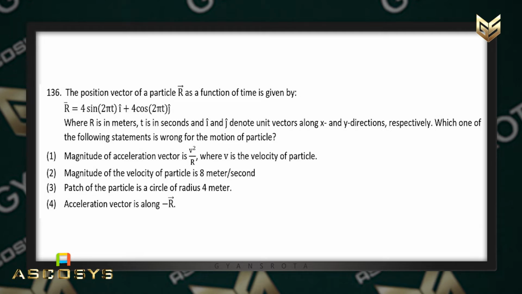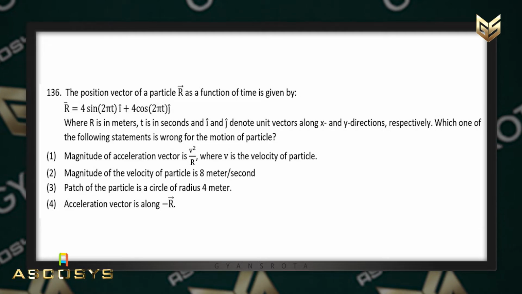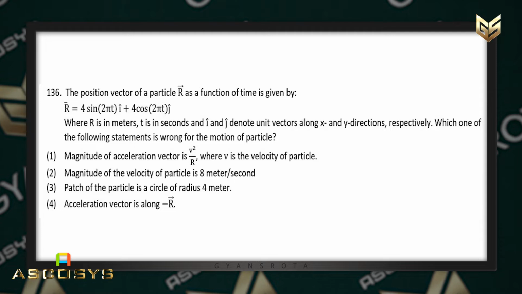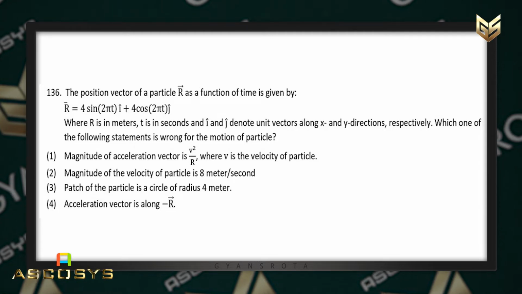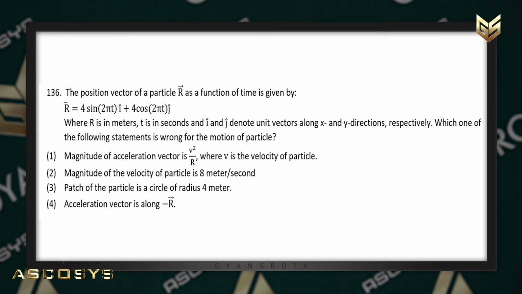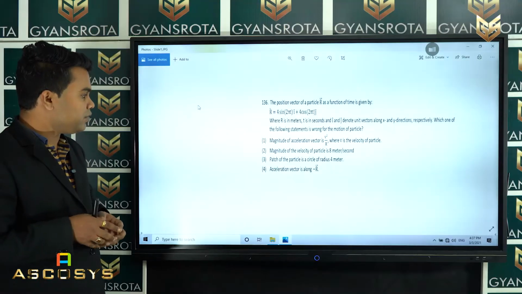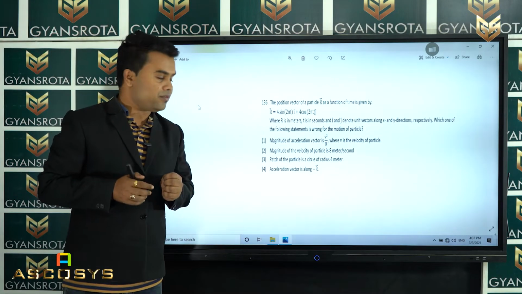Option 1: magnitude of acceleration vector is v square by r. We know it is correct. Exactly, v square by r is the magnitude of acceleration, where v is the velocity of the particle. Option 2: magnitude of the velocity of the particle is 8 meter per second. We have to see this one. Option 3: path of the particle is a circle of radius 4 meter. We also have to see this one. Option 4: acceleration vector is along minus r, that is opposite. Okay, 2, 3 and 4 we can see, but let me check first.